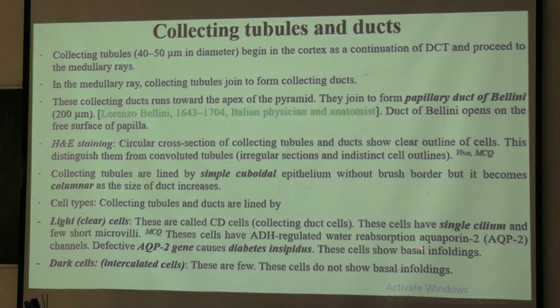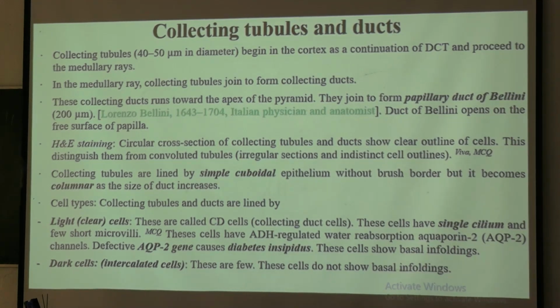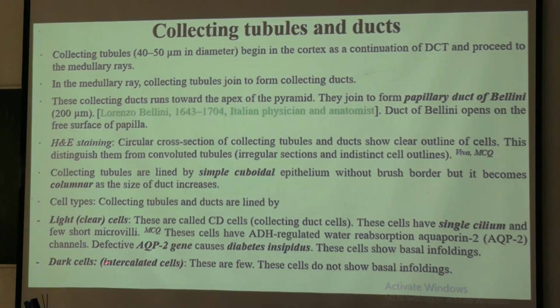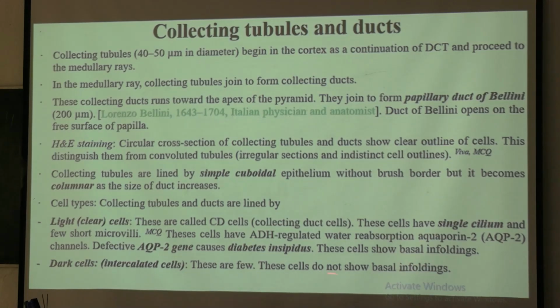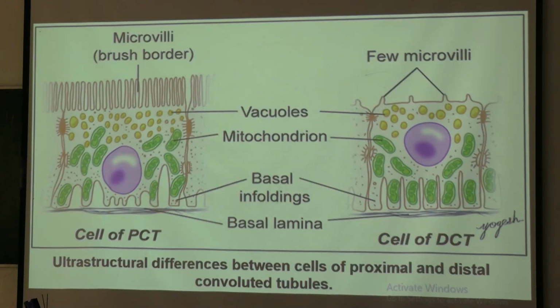Okay, and these cells show basal infoldings. So dark cells, or intercalated cells, are few in number. These cells do not show basal infoldings.